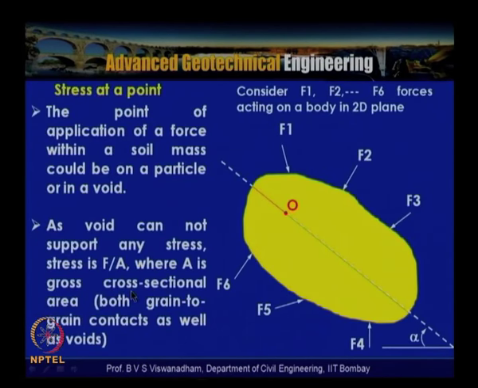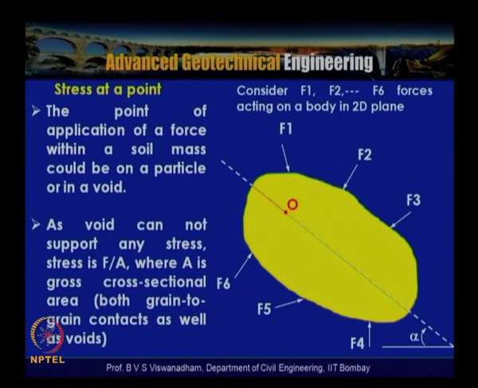Now let us again consider, in order to formulate the Mohr circle, a body which is subjected to a number of forces, as shown here: a body having an axis passing through O, inclined at an angle alpha, and subjected to forces F1, F2 and so on to F6, acting on a body in a 2D plane. The point of application of a force within a soil mass could be on a particle or in a void.